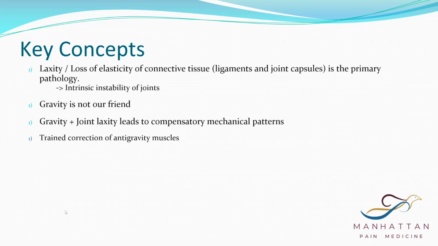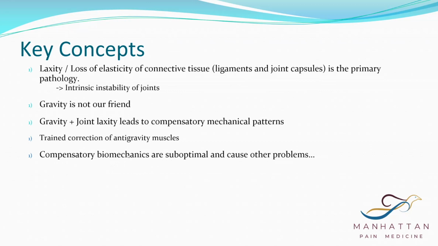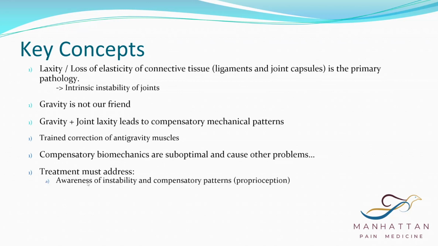Trained correction of anti-gravity muscles is essential. That's mostly physical therapy. Compensatory biomechanics are suboptimal at best and cause other problems. So like I was saying, with the shoulder protraction, with the pelvic rotation, those are compensatory. They cause other problems. And the treatment must address, first of all, that the patient has to become aware of the instability and the compensatory patterns that they're using to take care of this instability.